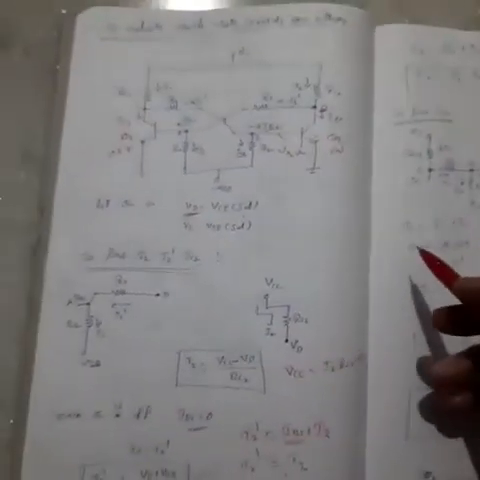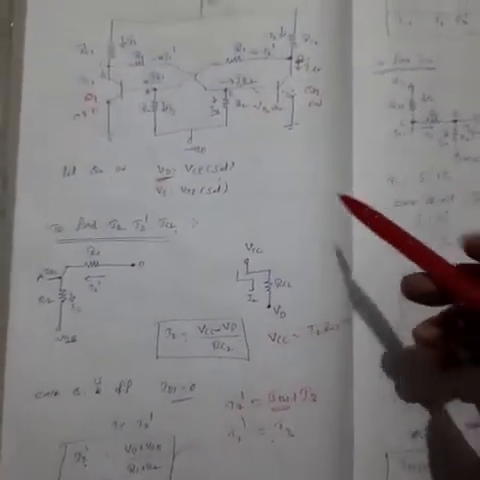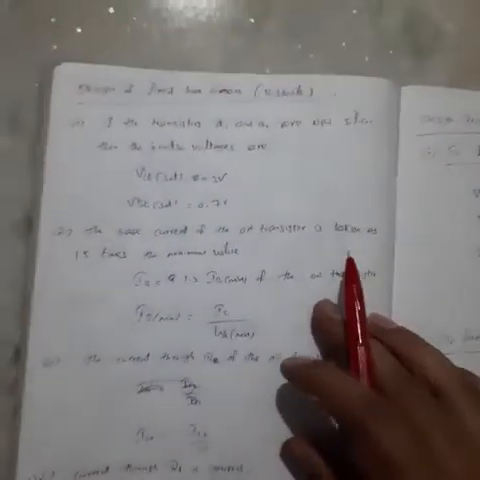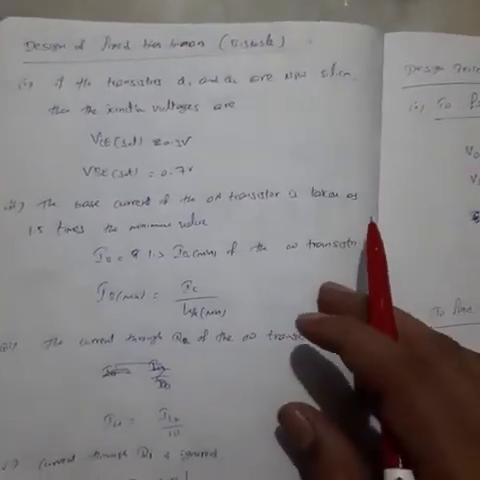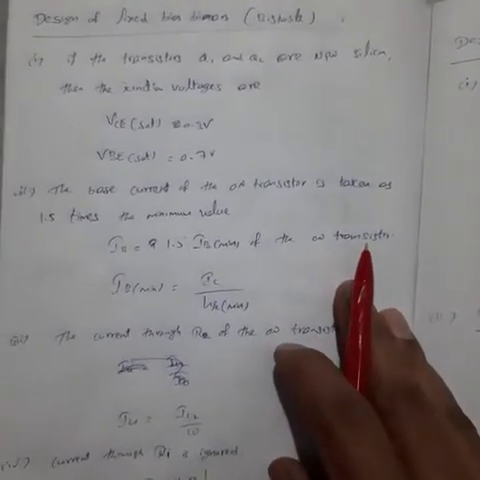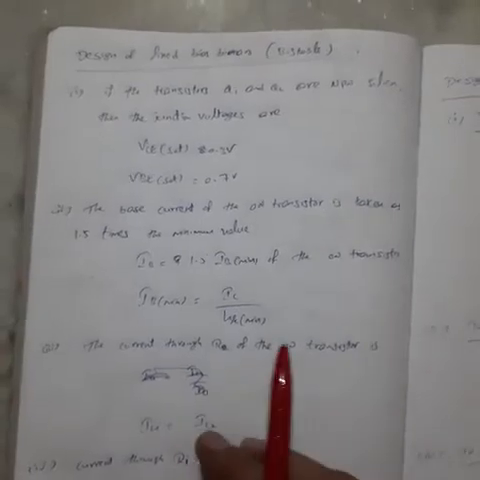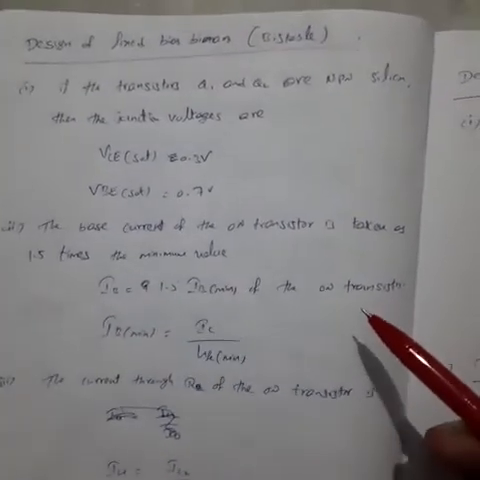These are the stable states, currents and voltages of the bistable multivibrator. So we have to calculate I2, I2 dash, IC2 and IB2. Next, we can see the design of bistable multivibrators, the design specifications. Now, the designing procedure of the bistable multivibrator.